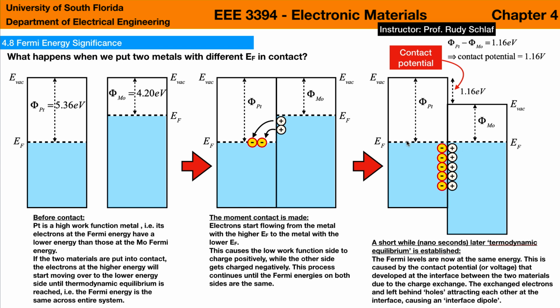It's interesting to note that the Fermi energies themselves within the materials do not change significantly because of this charge transfer, because the number of electrons that cross the interface during this process is much smaller than the total number of electrons that are in the bands.